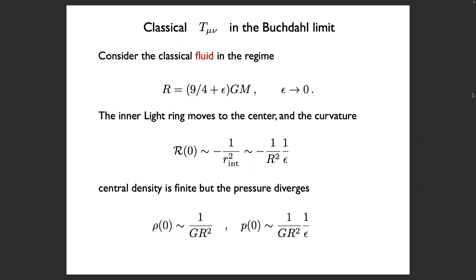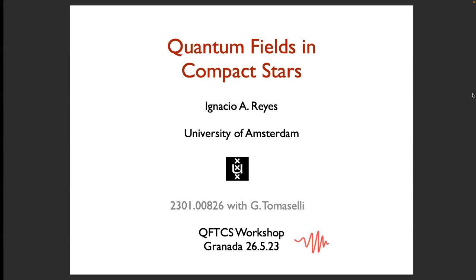So what is the classical fluid doing? Well, I shouldn't call it classical, but the fluid, what is that thing doing? If you look at the center of the star, of course, in the Buchdahl limit, the Ricci scalar is diverging. And the scale that controls that is precisely the size of the inner light ring. So in the Buchdahl limit, the inner light ring is going to 0, and the size of that thing controls the central curvature. Correspondingly, the pressure at the center is going to infinity, as it should, and the density remains a constant because that's the equation of state we chose. So that's what the classical matter is doing. Now, what is the quantum matter doing?